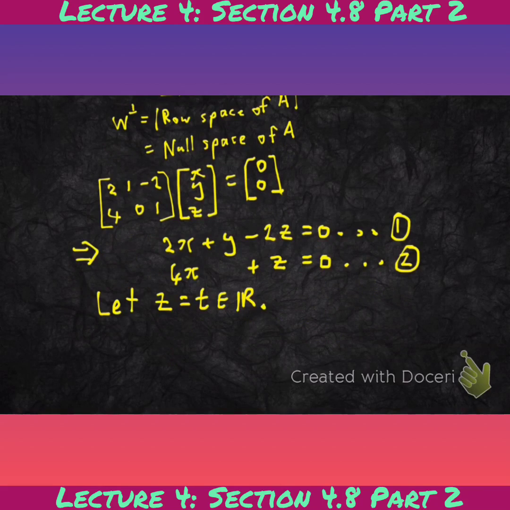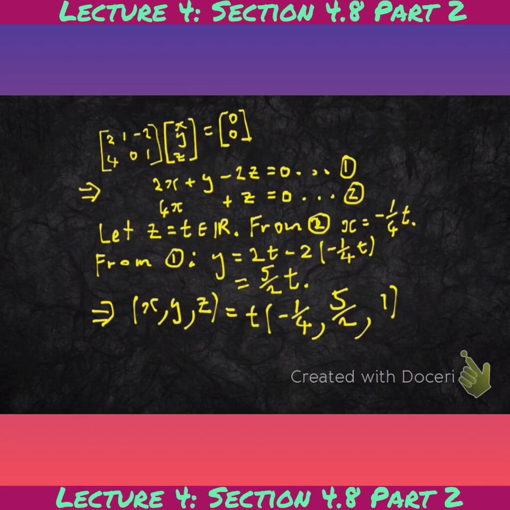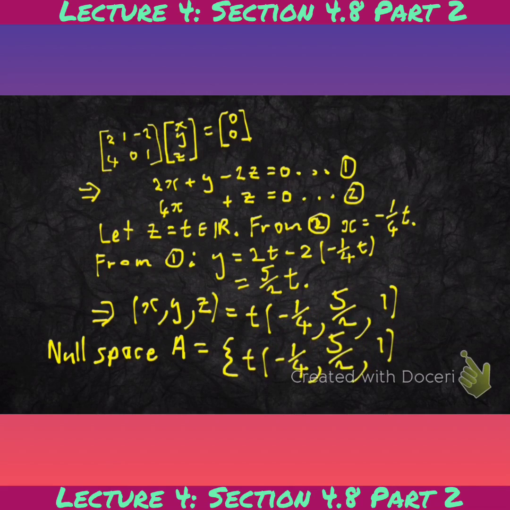So we parameterize the variable z from 2, so x is minus a quarter t. Substituting into 1, we obtain an expression for y. It follows that the vector x, y, z, which is in the null space of the matrix A, needs to be a scalar multiple of this vector here. So the null space of A is basically all scalar multiples of that vector. Right, okay.